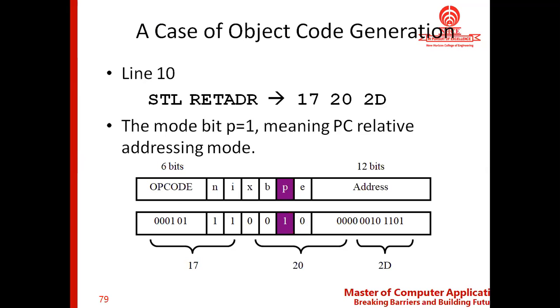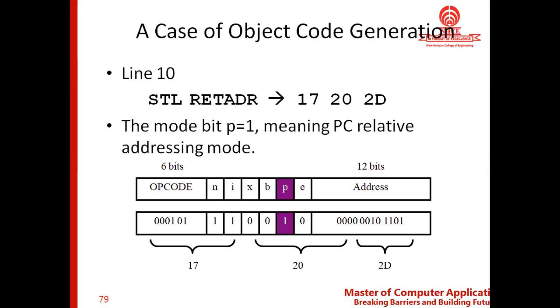So how do we get the displacement? Displacement equals TA minus PC. TA is 0030 minus 0003, that is the PC value. When you do the subtraction, you will get the value 002D. This is your displacement.